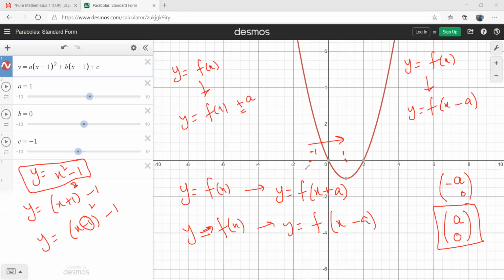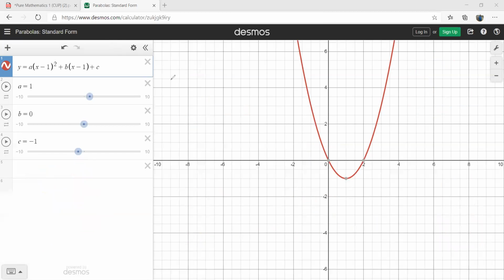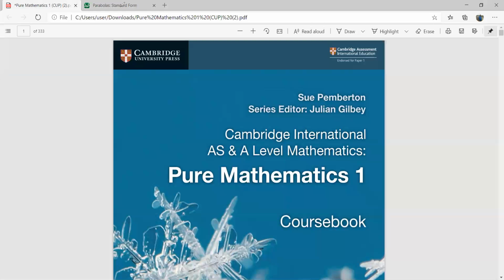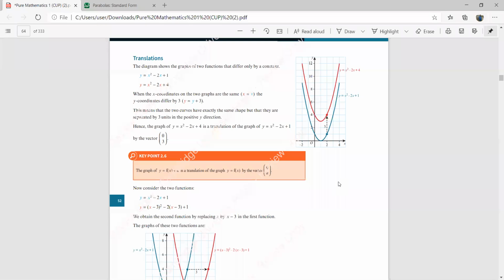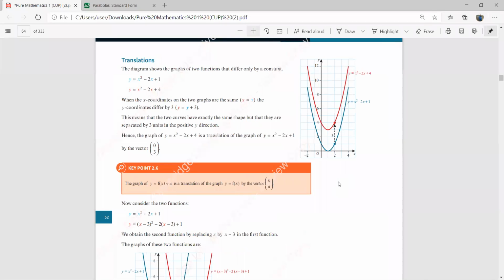Okay, I'm going to take you back to the book now, guys. I'm going to clear all of this. And here is the book that we're going to talk about now. Just wait, we can see this from the book's text as well.